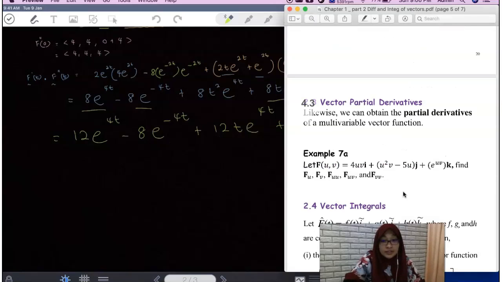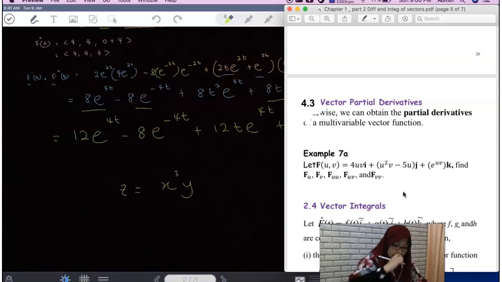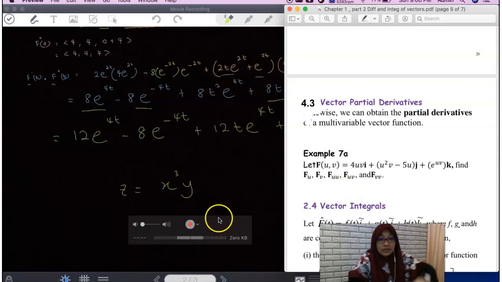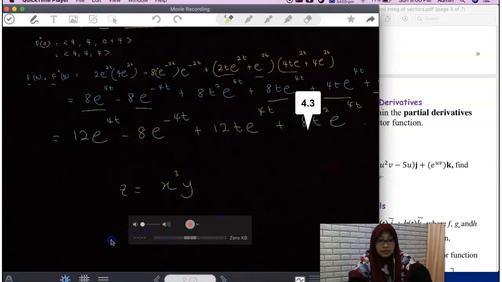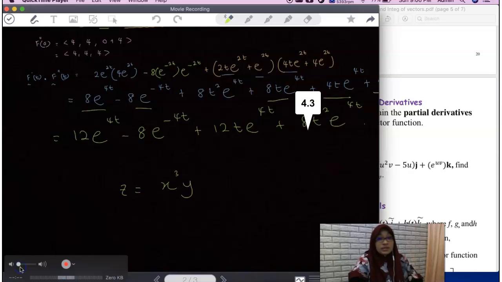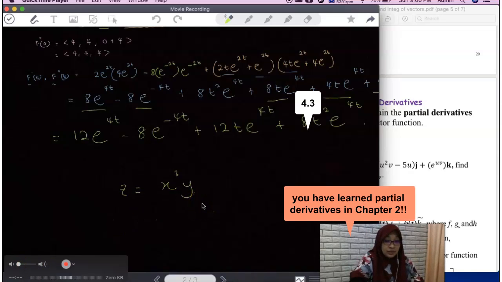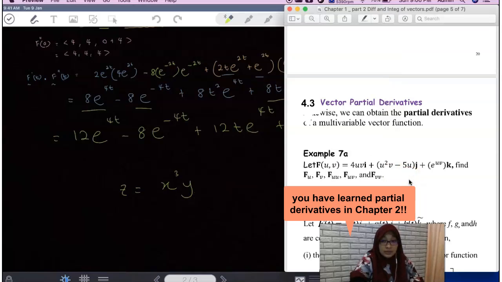vector partial derivatives. When we are talking about partial derivatives for a regular function, for example z equal to x cubed y, you have a function of two variables. So if you want to differentiate, you cannot differentiate with respect to x and y simultaneously. So you have to differentiate partially. That's why the word is called partial derivatives. I think in math method 2, we have discussed partial derivatives for two-variable functions, isn't it?